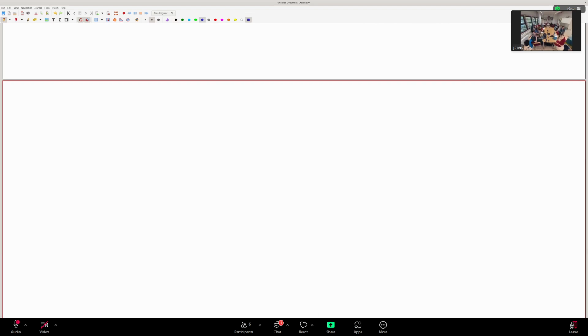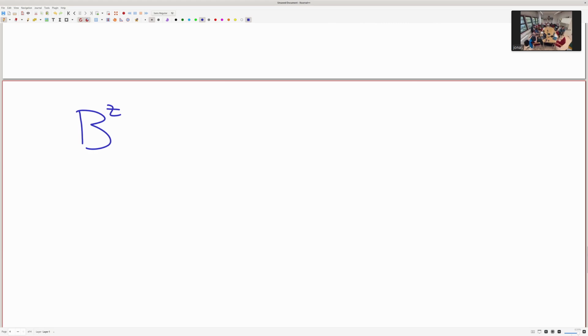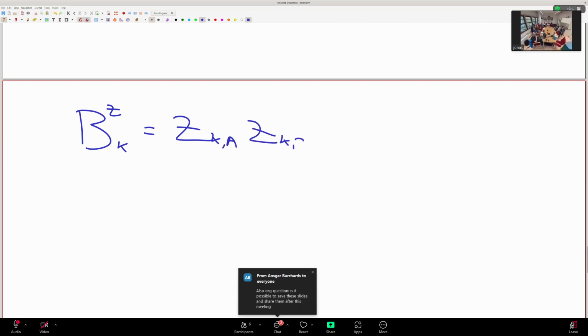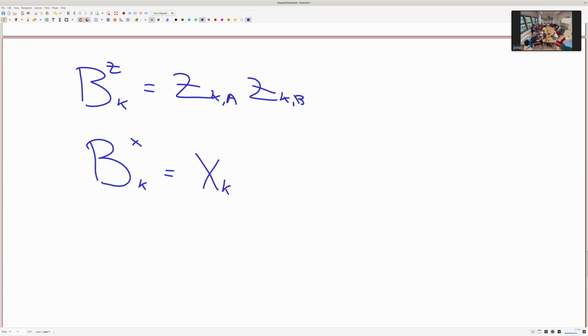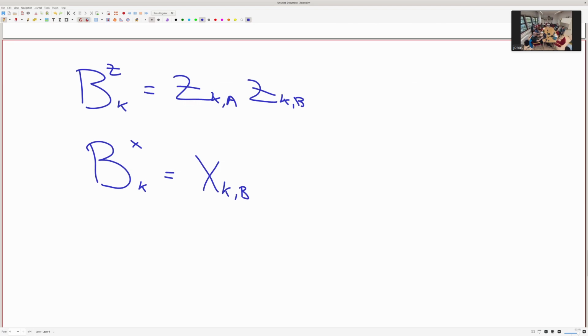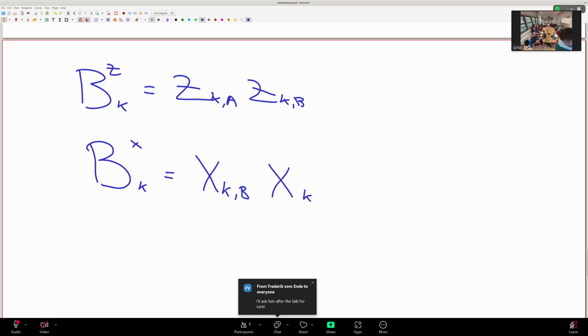I would like to define a bond operator of type Z, number K, as acting with Z operators on the 2 qubits of this unit cell K. So with the notation I introduced before, something like this. And then I can also define the ones of type X, as acting on the qubit with X in this unit cell K, and with X also on the qubit in the next unit cell by moving in the X direction. I write it in this way.